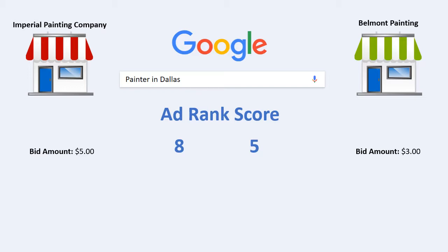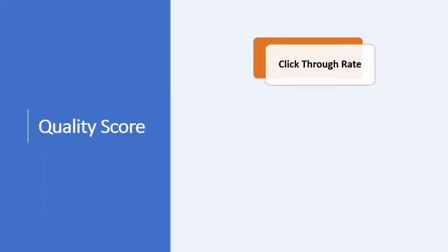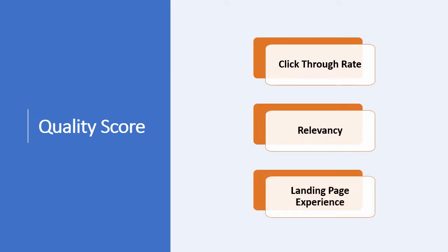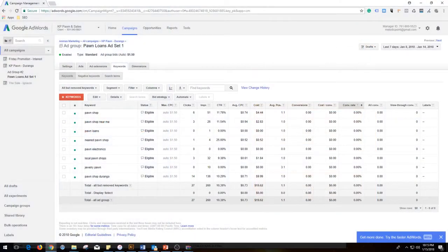The quality score is determined by click-through rate, relevancy, and the landing page experience. While only Google knows exactly how much of these factors weigh into the quality score algorithm, it is known that the click-through rate is the most important element. If more people who view your ad click on it, then that is a strong indicator to Google that your ad is helpful to the user making a search.